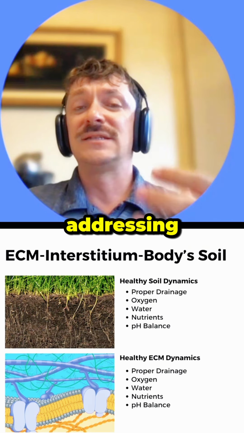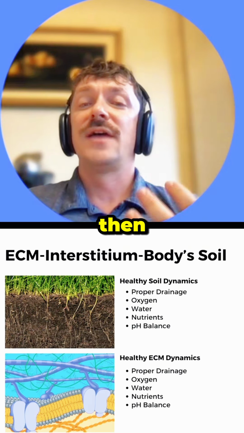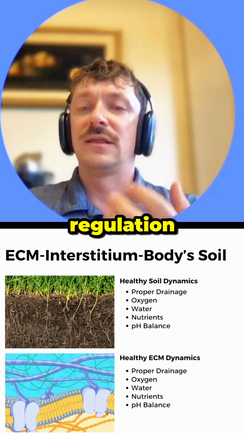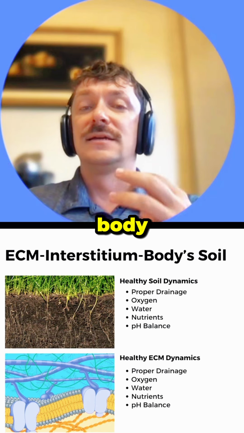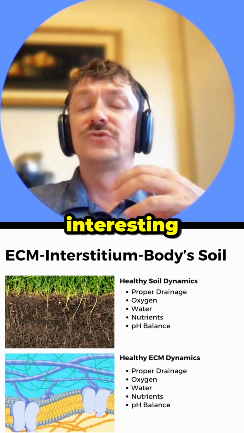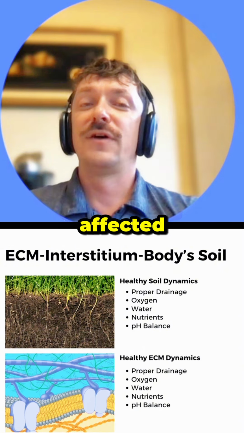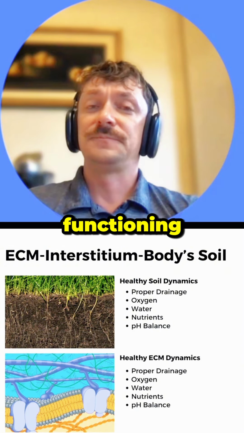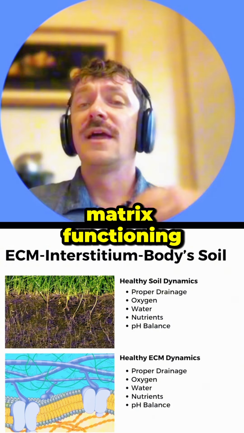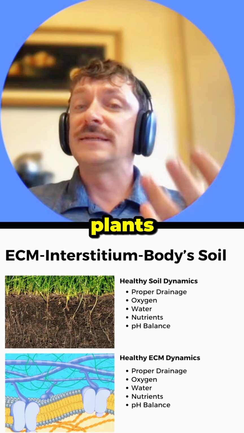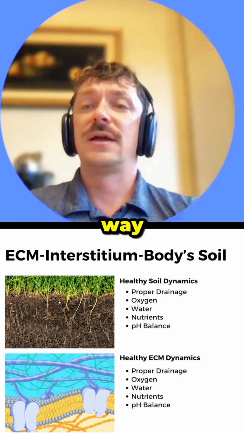Once we start addressing these key dynamics, we can start re-establishing health regulation, and self-management within the body is really, really key. So it's really interesting how both are affected when we have negative cellular functioning, negative extracellular matrix functioning, negative soil functioning: plants can't grow and our cells in the same way can't flourish.